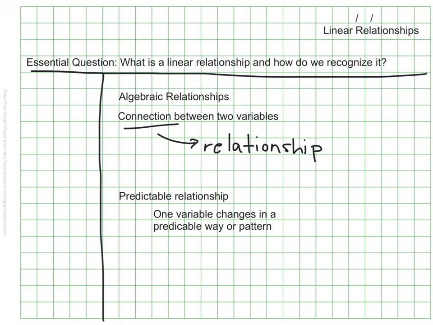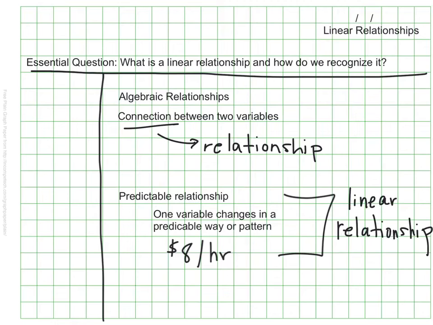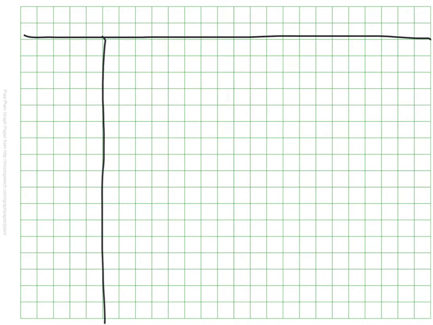For example, perhaps you earn $8 an hour babysitting. That means for every hour you work, you earn $8. That's predictable. This is also known as a linear relationship. We can see linear relationships in both graphs and tables. Let's start by looking at tables.